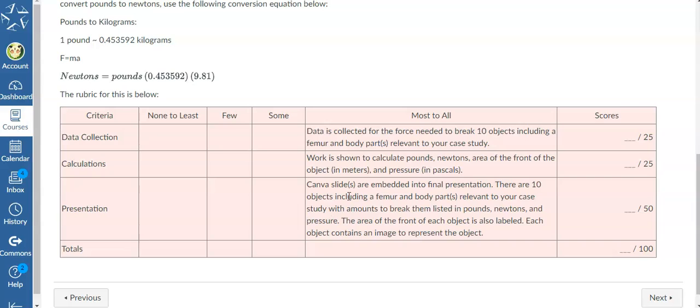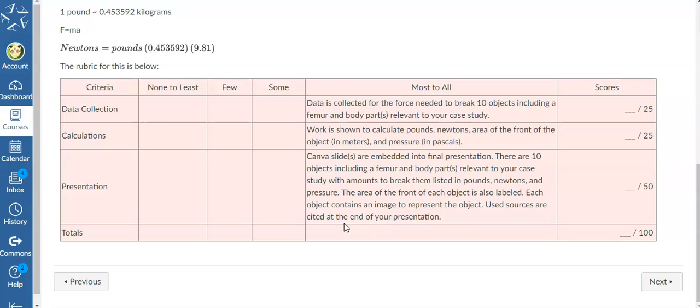Now, for the presentation, you'll have your Canva slides embedded into your final presentation. There are 10 objects, including a femur and body parts relevant to your case study, with the amounts to break them listed in pounds, newtons, and pressure. The area of the front of each object is also labeled. Each object contains an image to represent the object. And then also the used sources are cited at the end of your presentation.